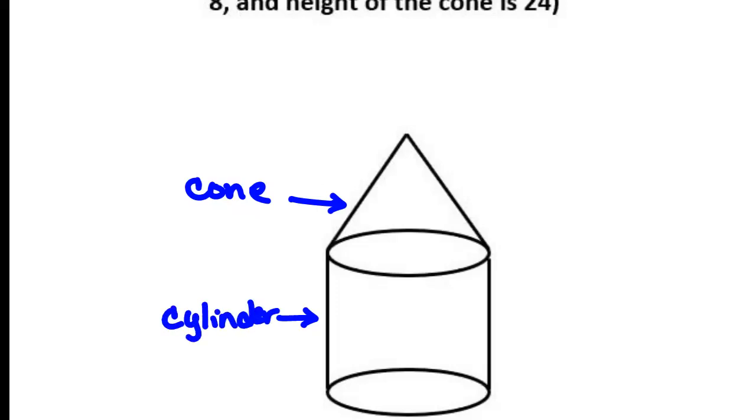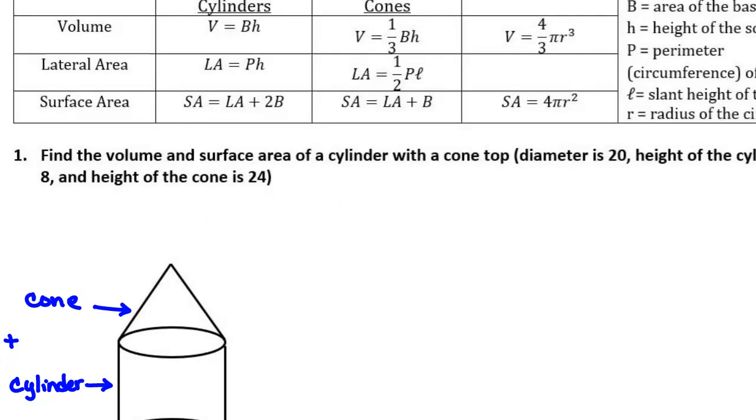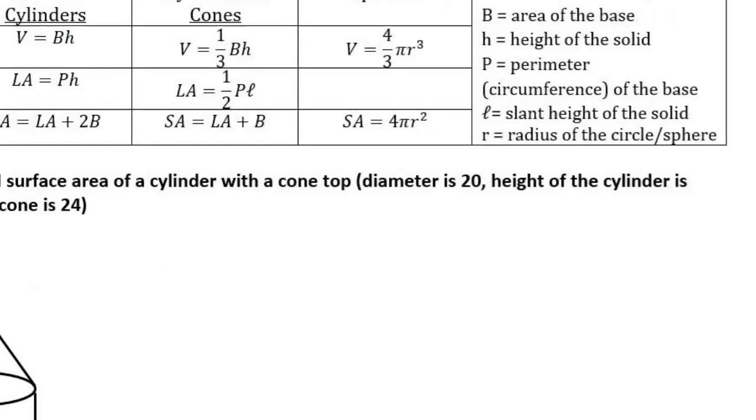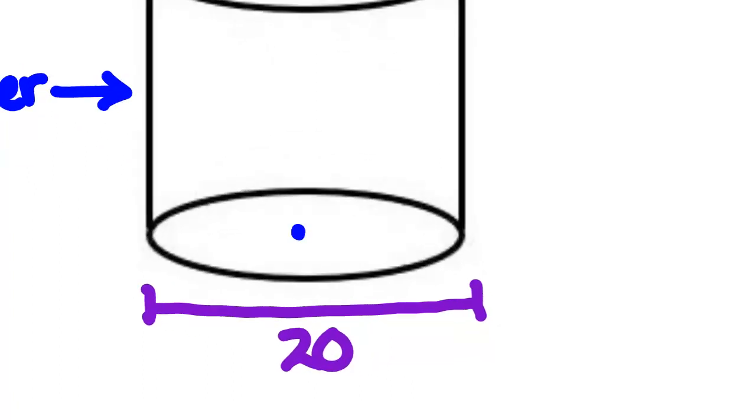And because they've been put together, we are going to add their volumes and surface areas. All right, so let's see what it says about our cone and our cylinder. The diameter is 20. So that means from edge to edge on my circle, top and bottom base would have a length of 20. So what's my radius then? 10. Radius of 10 here.